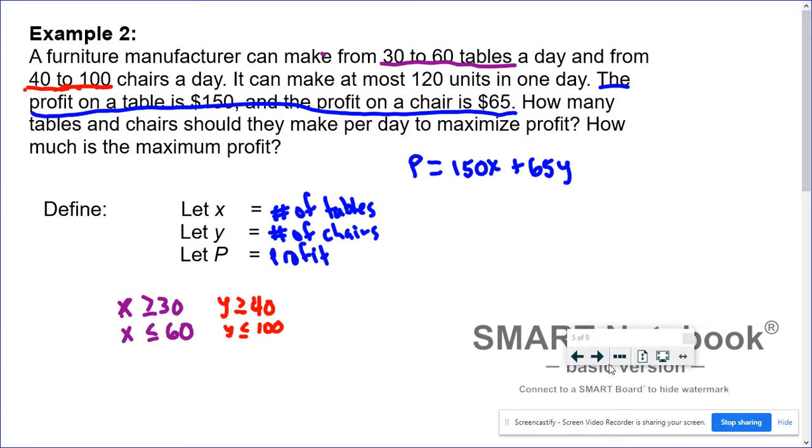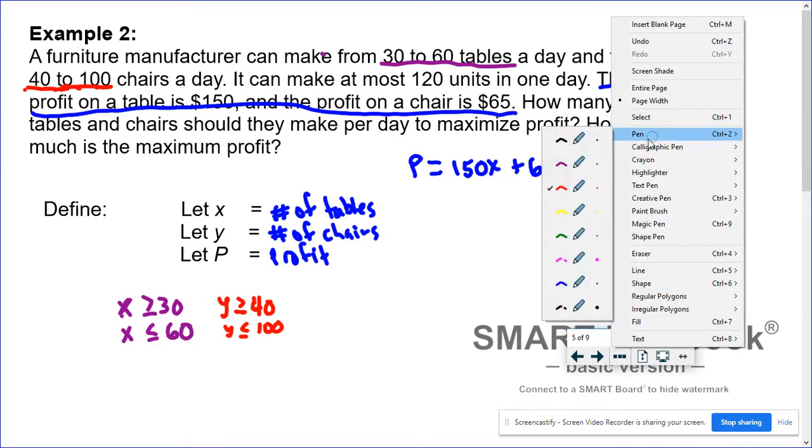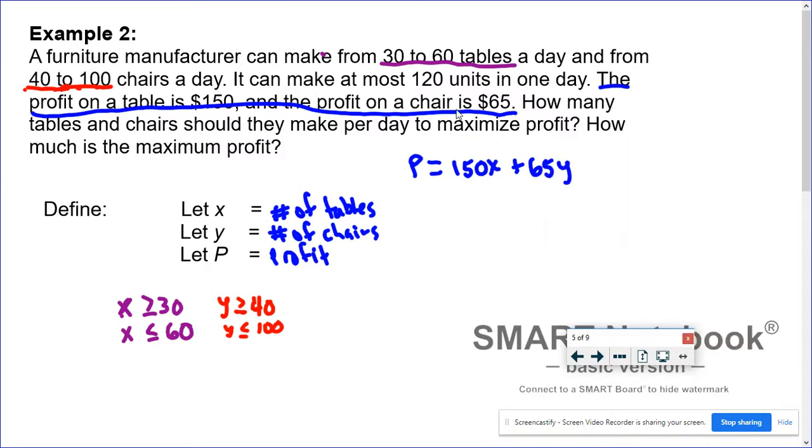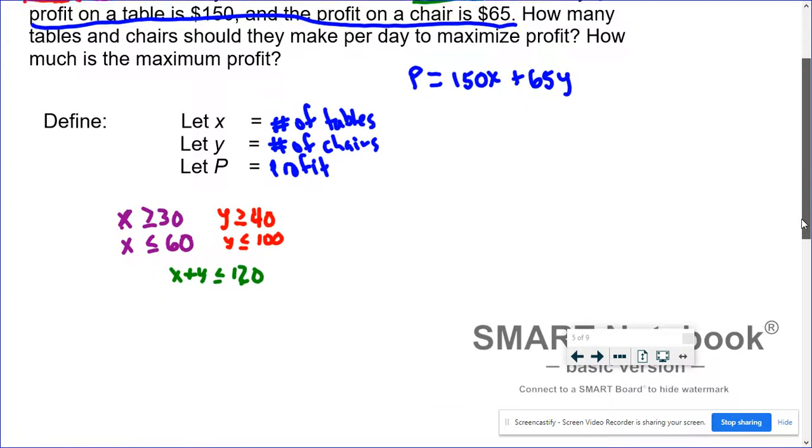Okay. And then we have one constraint left, which is they can make at most 120 units, so tables or chairs. That means X plus Y, since we're combining both of them in this constraint, needs to be less than or equal to 120. All right, so those are all the constraints.